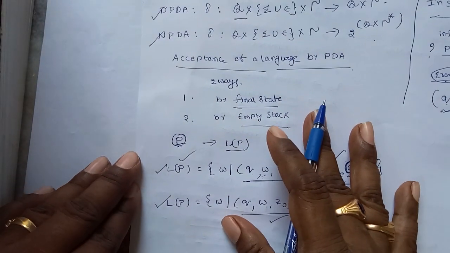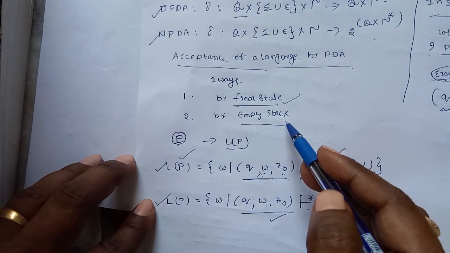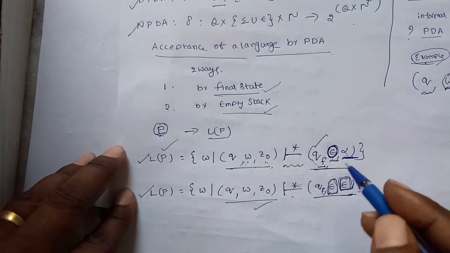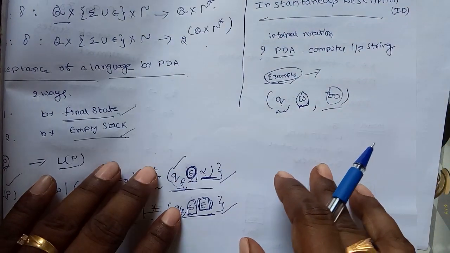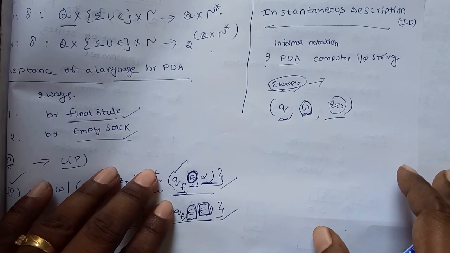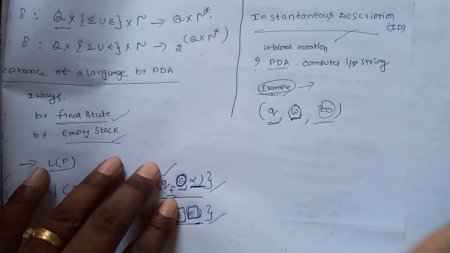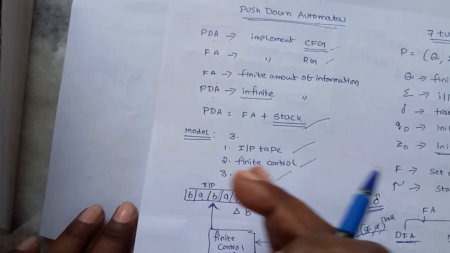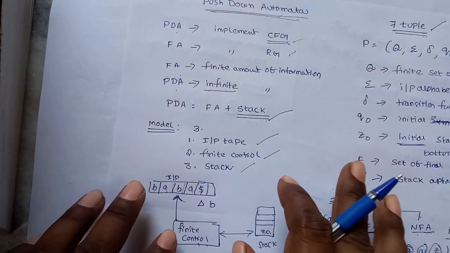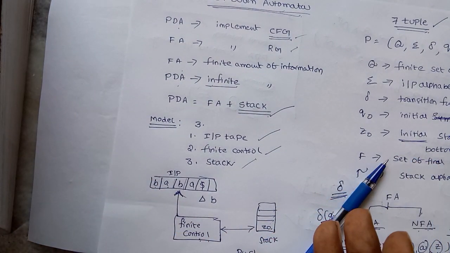And the next one is acceptance. How are we accepting in the push down automata? By using either final state or empty stack. So this one is final state and this one is empty stack. How do we check whether an input is accepted or rejected by this push down automata? By using these instantaneous descriptions. Okay, this is the introduction to push down automata. In the next session we will discuss how to construct push down automata by considering some examples.